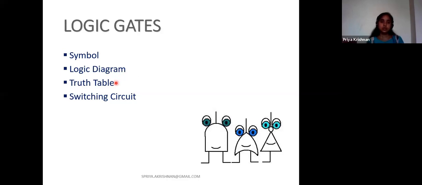Then we have the truth table. Truth table shows, if I give this input, what I'll get in the output. If my input is like this, what I'll get in the output. For that we can study using the truth table. And then the switching circuit, for easy understanding of the gate. How I can easily understand my gate, I can study with the help of the switching circuit. For all the gates we have seen in the previous slide, we will be discussing all these topics: symbols, logic diagram, truth table, and then switching circuit.